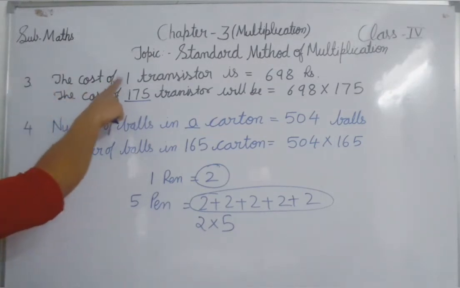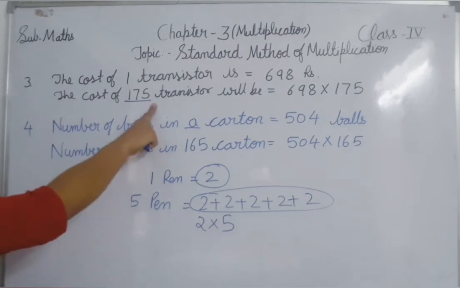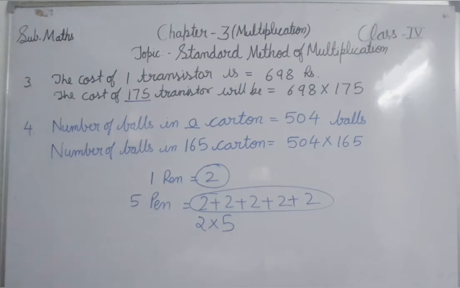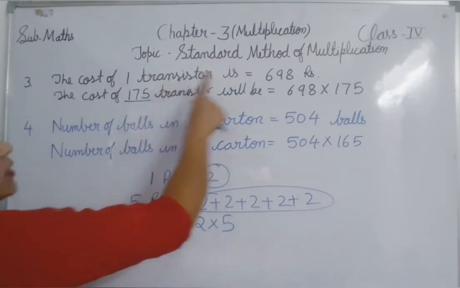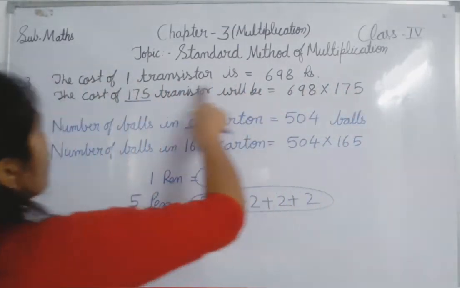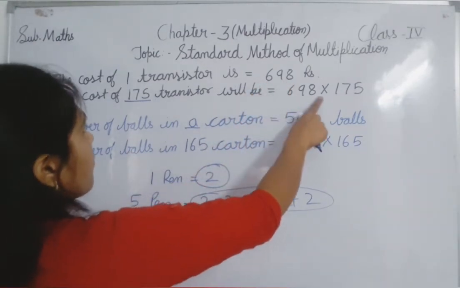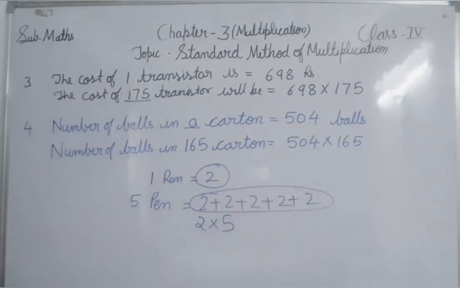So the simple way I want to say this: if they have given us the cost of one thing and they are asking for more, then we have to do multiplication. Clear? So we will do multiplication: 698 rupees multiplied by 175 transistors. This way you will find the cost of 175 transistors.